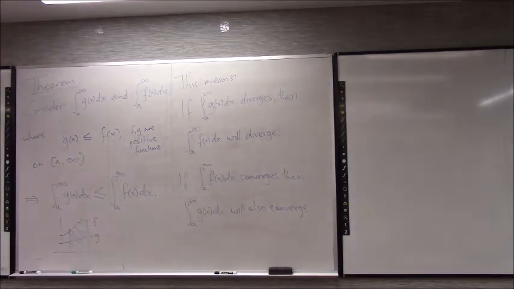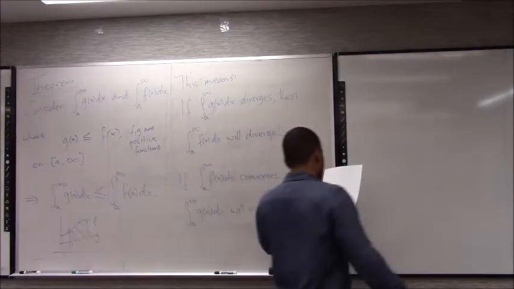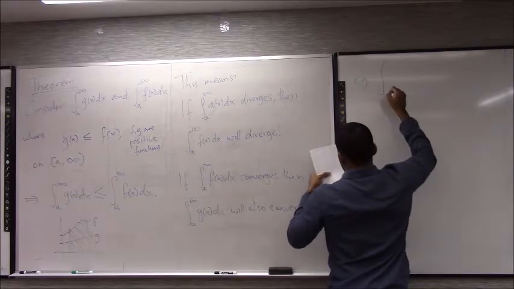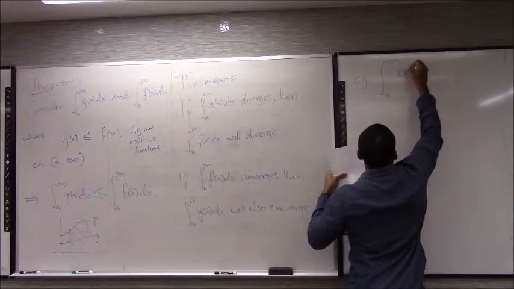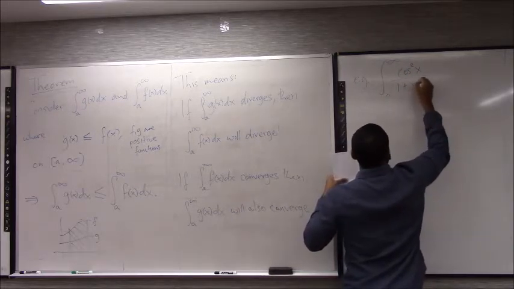All right, let's look at one example here. Well, I have more examples, but we'll wrap it up with this one. Look at this example: the integral from 0 to infinity of cosine squared of x over 1 plus x squared.